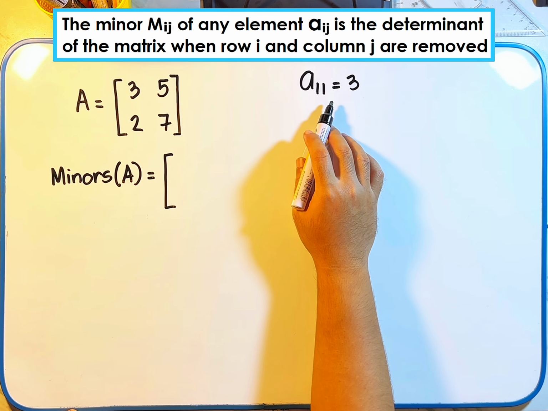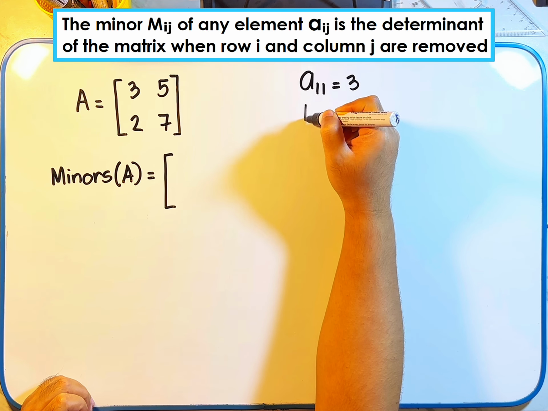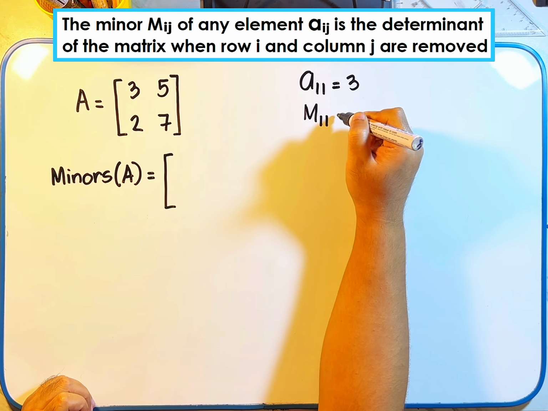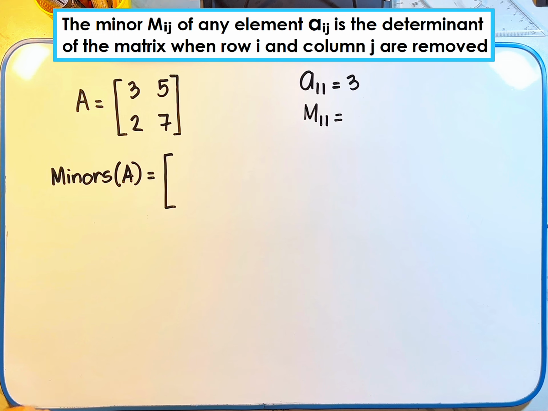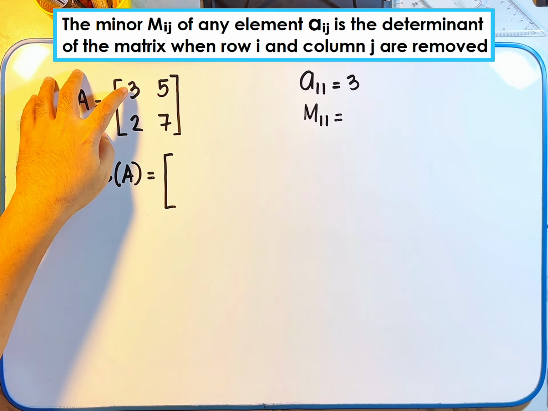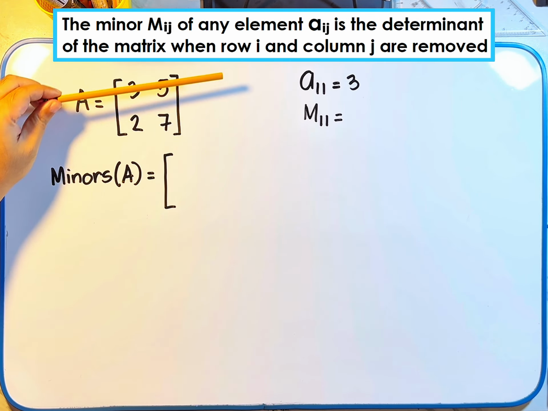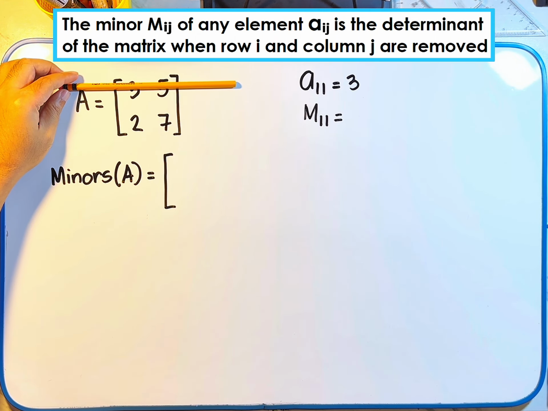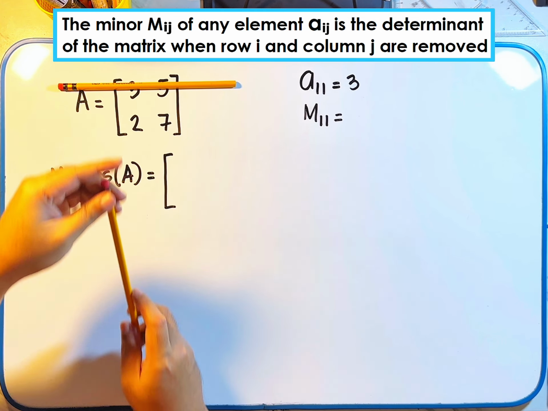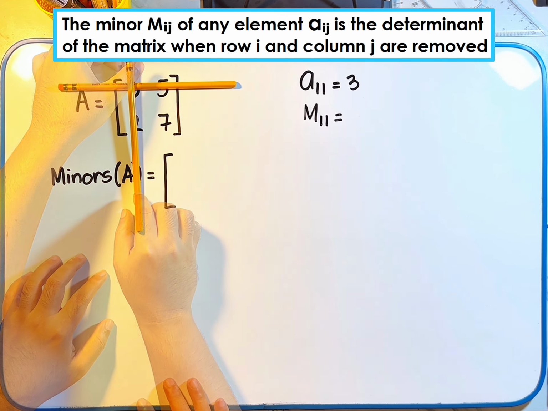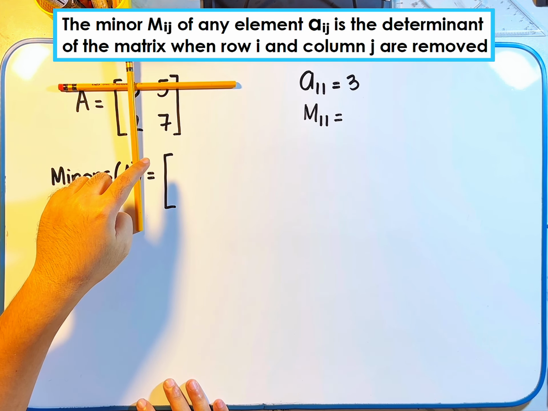Now, this has a corresponding minor, and we will call it M11. And according to the definition, we have to remove row I and column J. So, the element is in the first row. Let's block the first row like this. And then this is also in the first column. So let's block the first column. And whatever is left inside, we should get the determinant.